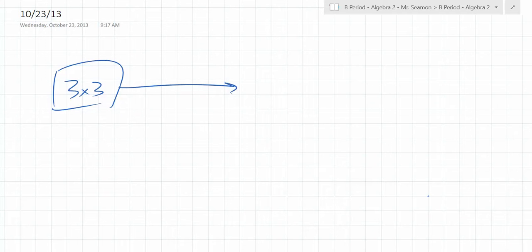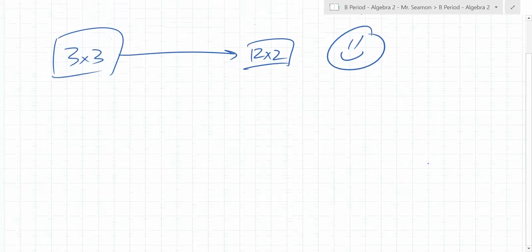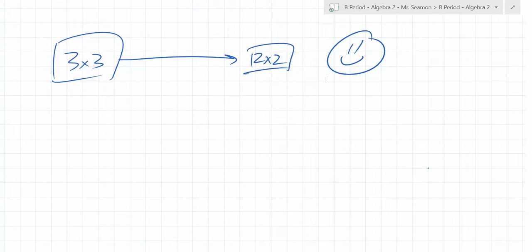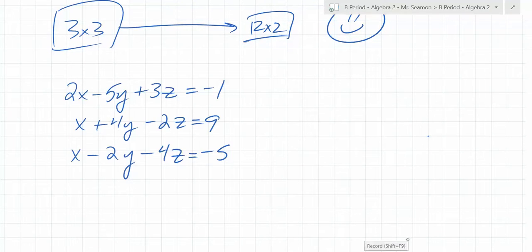Your whole process, the first big step is to translate it into a 2 by 2. Because once you get to the land of 2 by 2, you are happy. How much practice have we had working with 2 by 2 systems? Tons and tons of time.